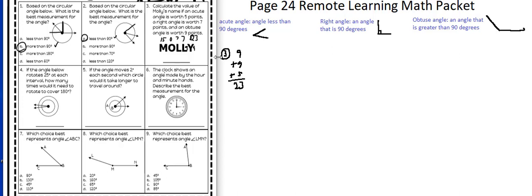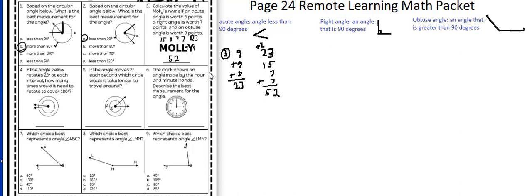So we need to add all of these up. So we have 23, 15, 7, 7. So I add all those up. 3 plus 5 is 8, plus 7, 15, plus 7 more, 22. Carry my 2. 1, 2, 3, 4, 5. So the value of the name Molly would be 52 points.